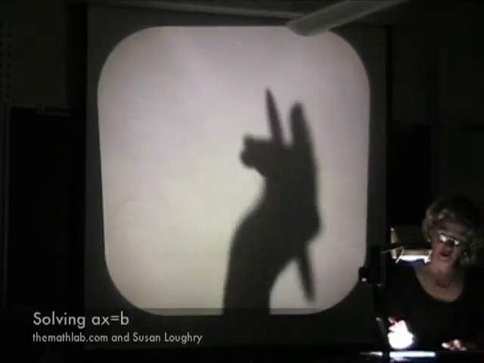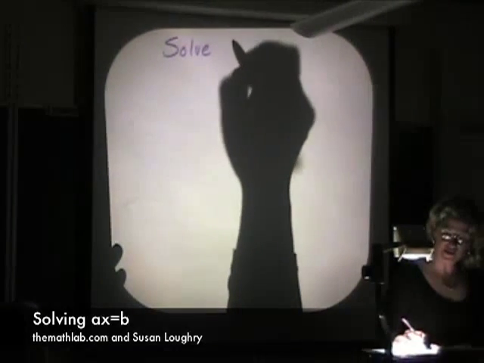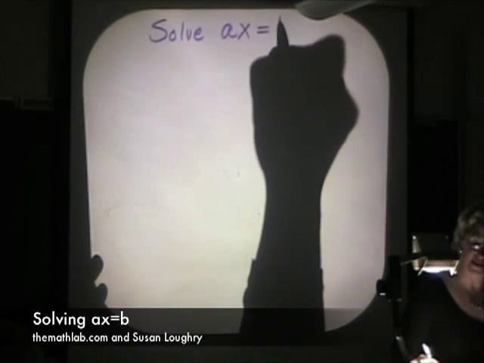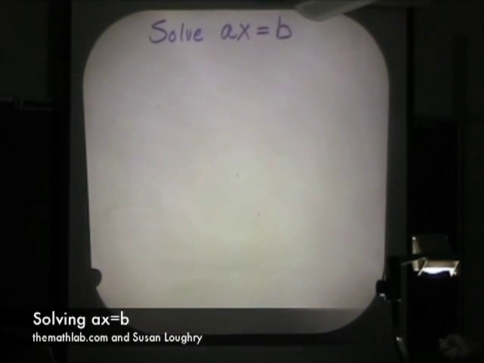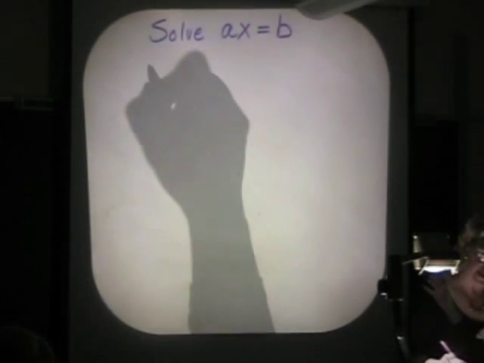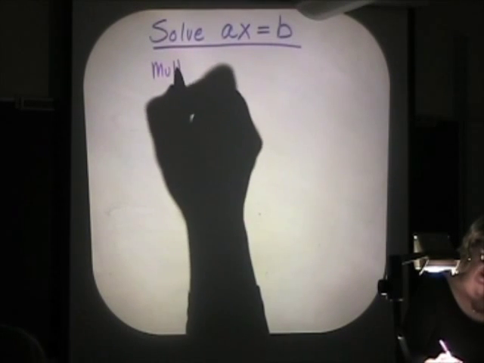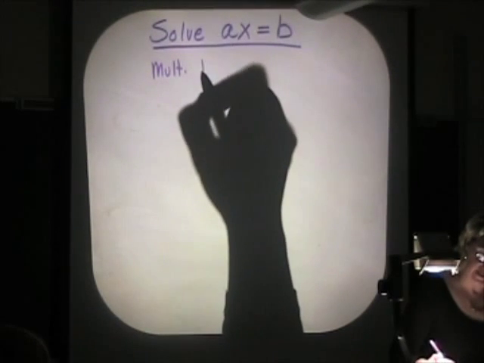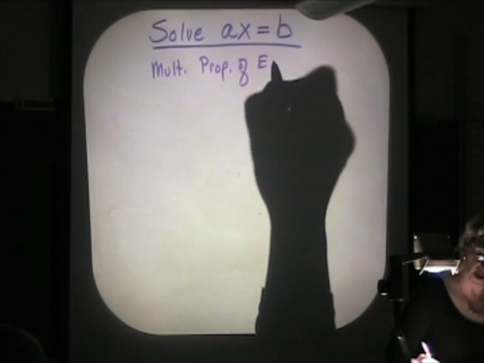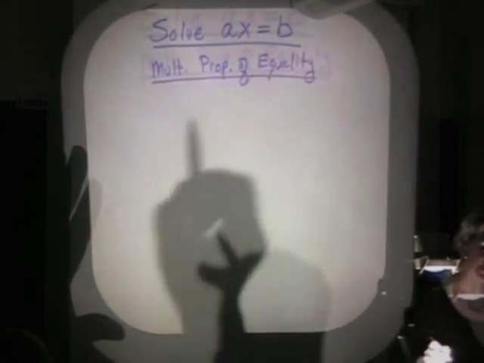Today we're going to learn how to solve equations of this form: A times x equals b. Now, before we can actually call the multiplication, I'm going to abbreviate that MULT, multiplication property of equality. And it is extremely powerful.